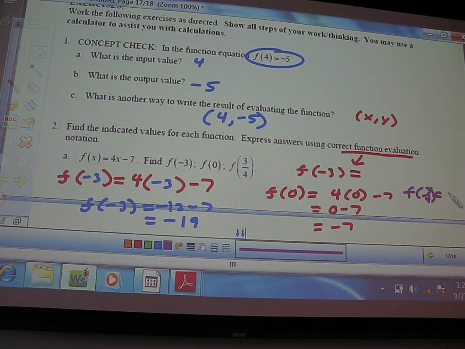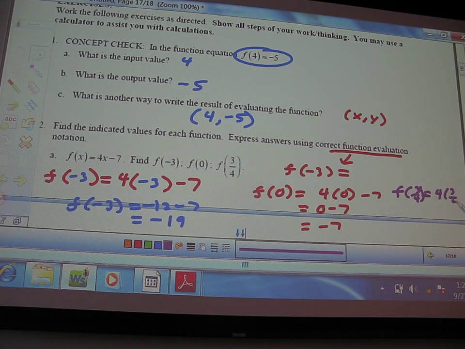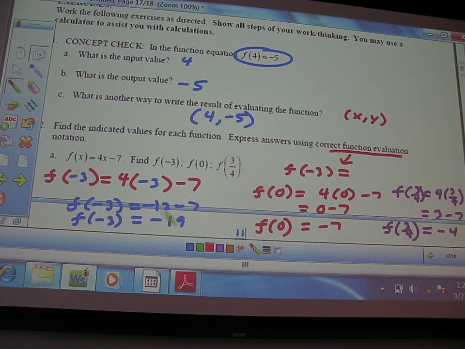And the last one, f of 3/4 is equal to 4 times 3/4. I'm running out of room. Minus 7. So 4 times 3/4 is 3. Minus 7. I have $3. I owe $7. Altogether I have -4. So f of 3/4 equals -4. F of 0 equals -7. And f of -3 equals 19. So these are in the correct format. Right? Those are your answers there.